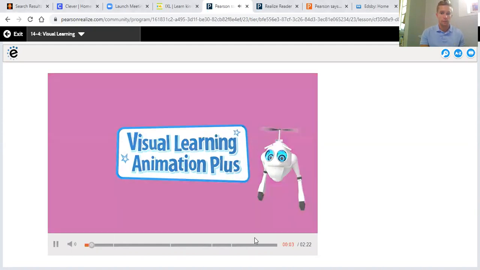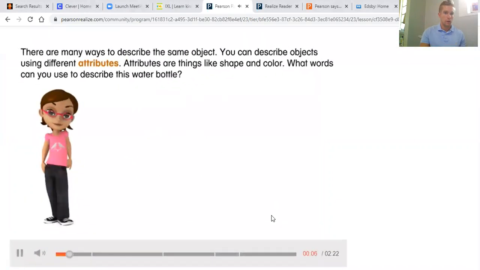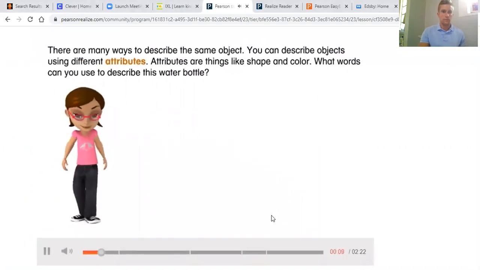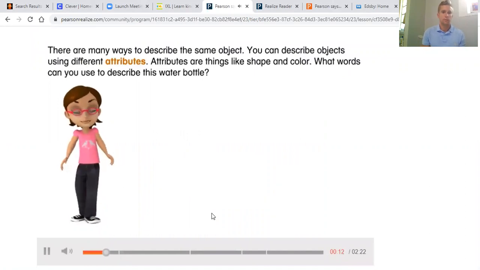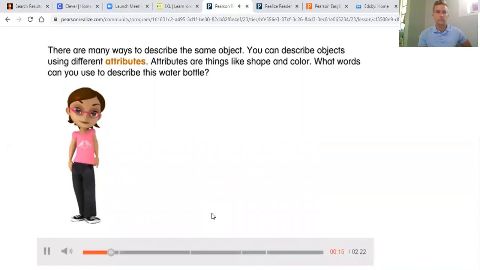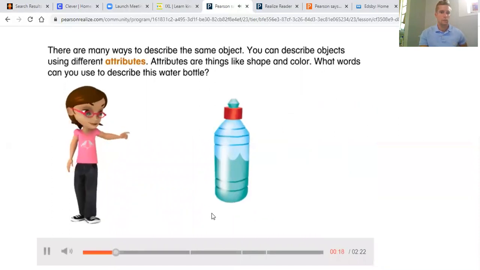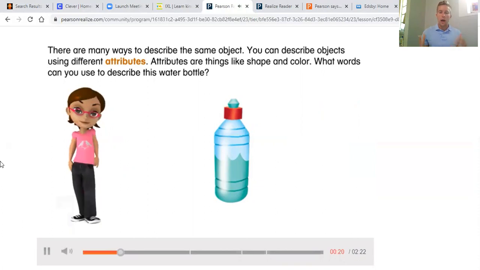Here we go. There are many ways to describe the same object. You can describe objects using different attributes. Attributes are things like shape and color. What words can you use to describe this water bottle? I want to hear some words that you can use to describe this water bottle. What do you think about it? Tell me some things about it. There's a lot. I hear some good ones. Oh, I hear that it looks blue on your screen, right? Look, I see a red cap. What else do you see about it? It's got some waves on it. I hear some good answers. Good, let's see what they said about it.